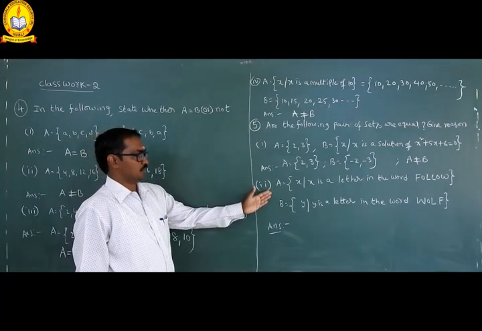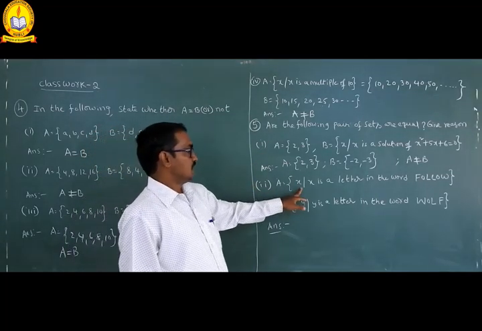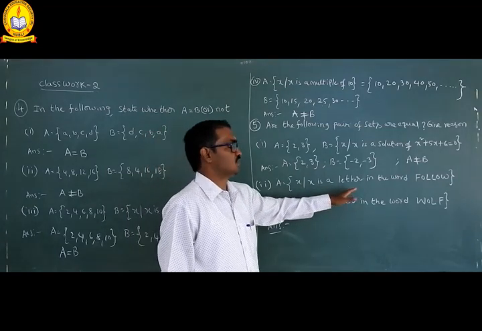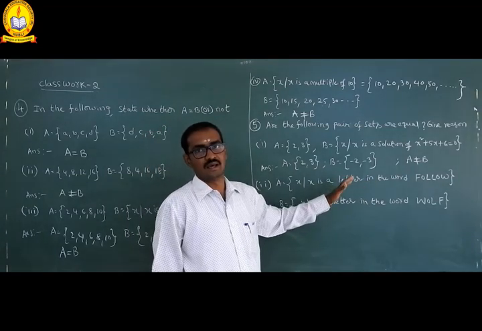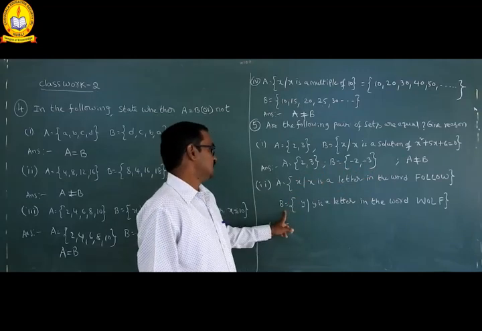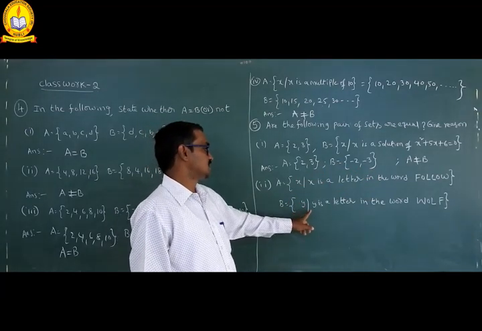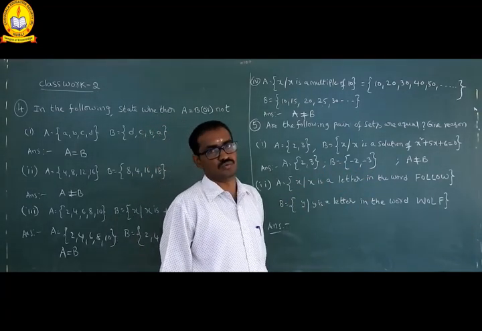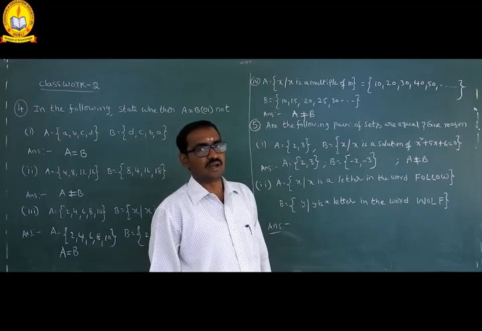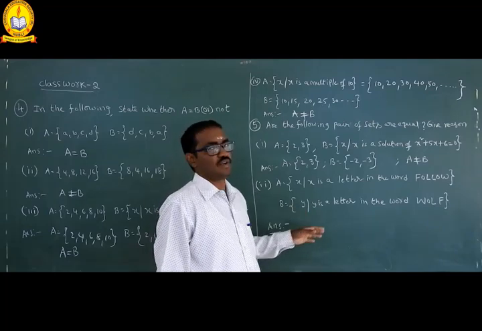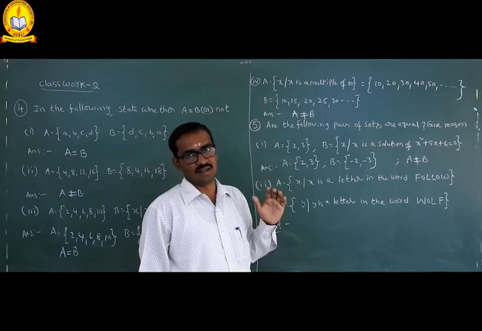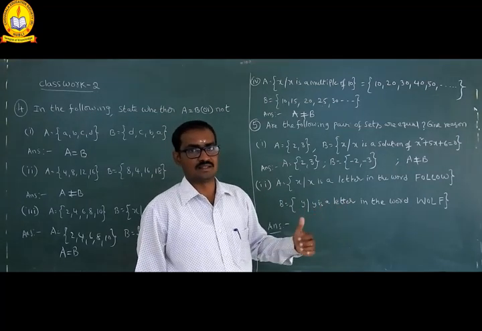Next, question number 2. Set A is equal to {x such that x is a letter in the word follow}. Set B is equal to {y such that y is a letter in the word wolf}. What are the different letters in set A? What are the different letters in set B? First of all, we write the letters in set A and set B.